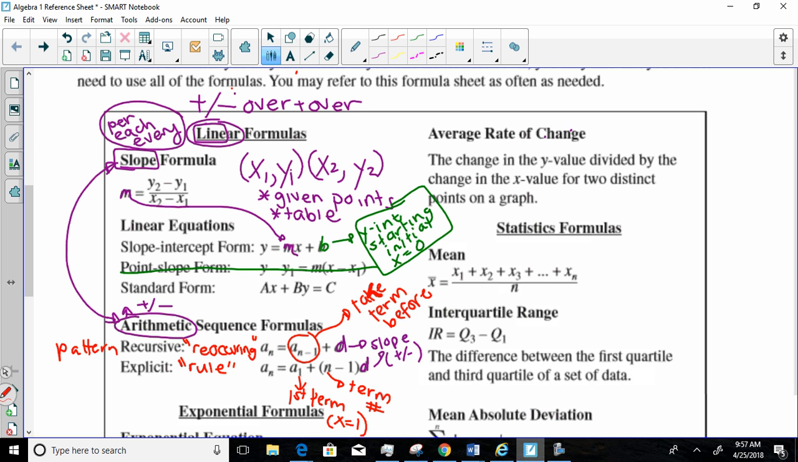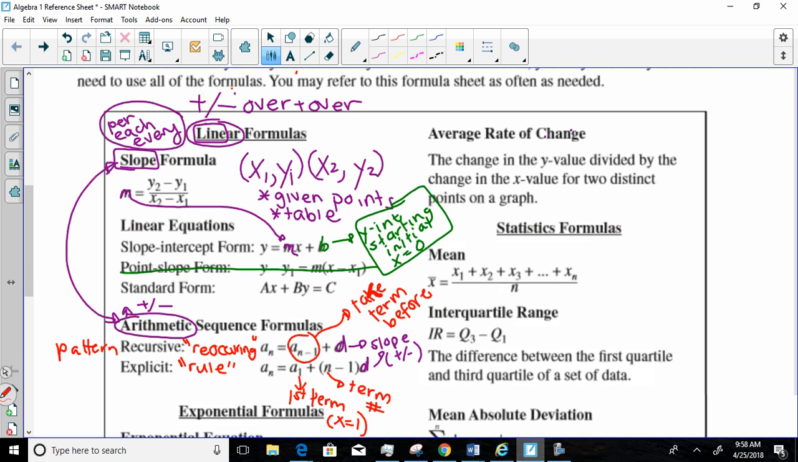Explicit is a rule. So if I'm trying to get the 100th term, and my difference is 2, if my slope is 2, what am I doing over and over again? If it's still adding, even though it says difference, in this case it just means your slope. So if my difference was 2, you'd be adding 2 over and over. If I want to find my 100th term, how many times would I have to add 2? 100 times. This is so I don't have to do this. This is to make the little formula.